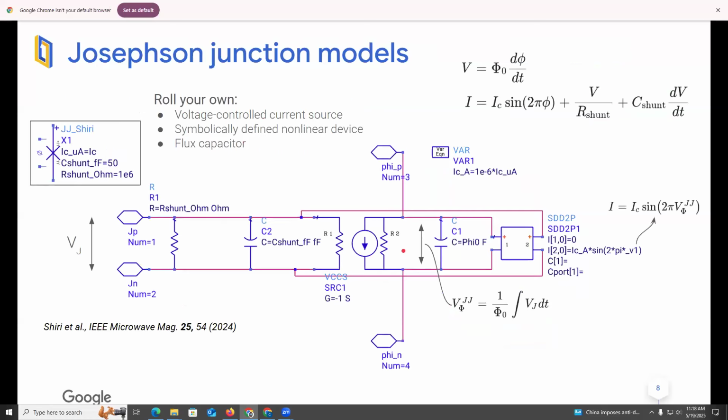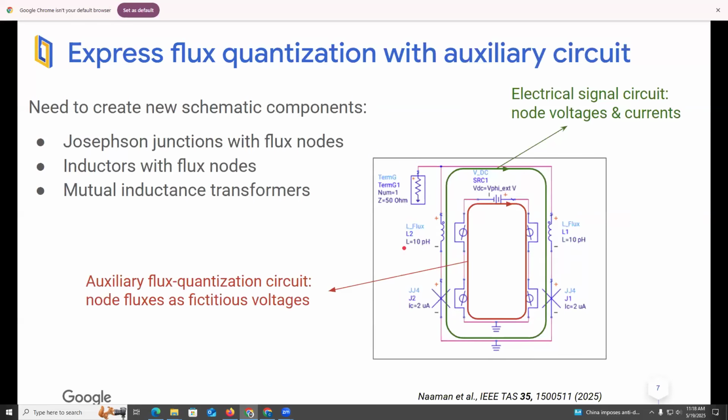In order to do that, we need to have new components. We need to have definitely junctions, but these junctions are going to need to have some terminals that express the phase across the junction as some voltage. And we're going to have to do that also with inductors. So we're going to have to take an inductor and make a component that has the inductor plus two more terminals that express the flux across that inductor in terms of a voltage. And then we can build that circuit.